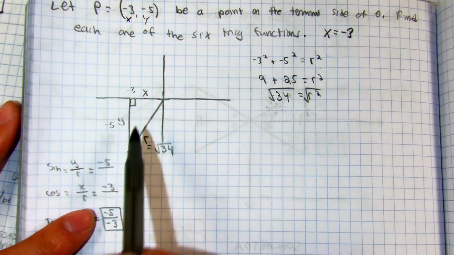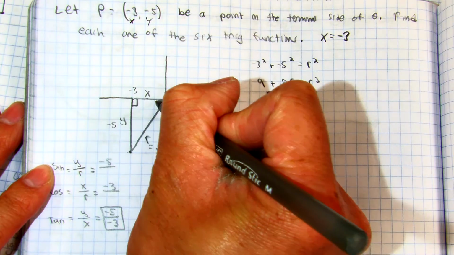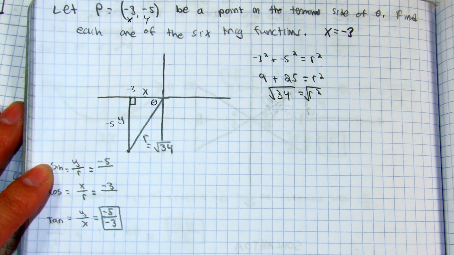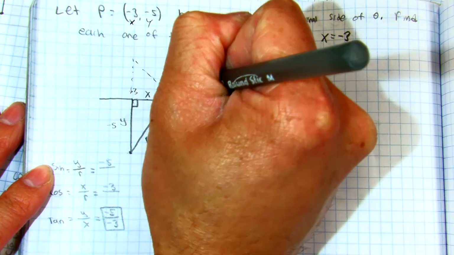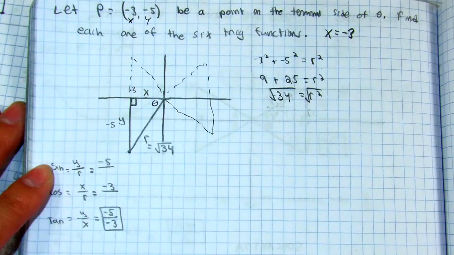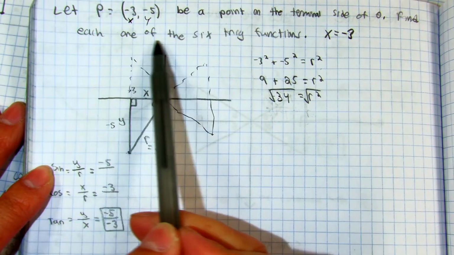Now negatives are super important for your x's and y's. Here is your theta. That is called the reference angle. Everyone say reference angle. So yesterday's lesson, that was part of your bow tie, right? Find each one of the 6 trig functions.